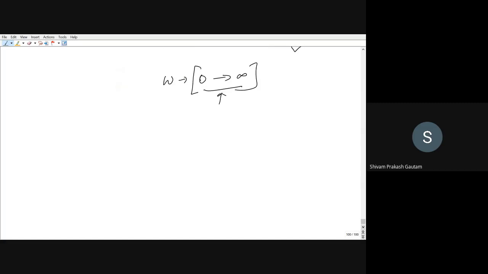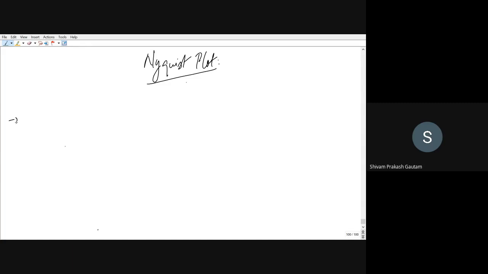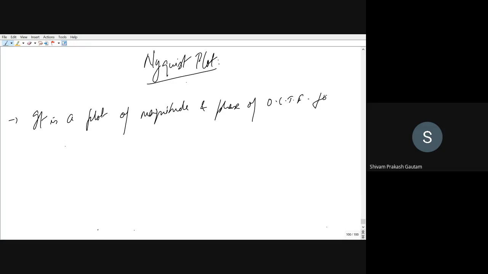Okay, so there is some theoretical part as well, so just pay attention, or you can say it is conceptual part. Nyquist plot. So what is the definition? It is a plot of magnitude and phase of open loop transfer function for frequency minus infinite to plus infinite.